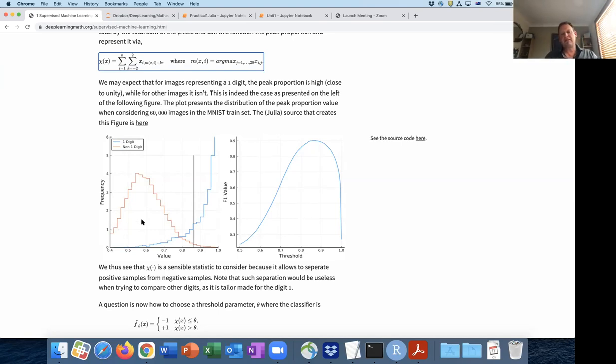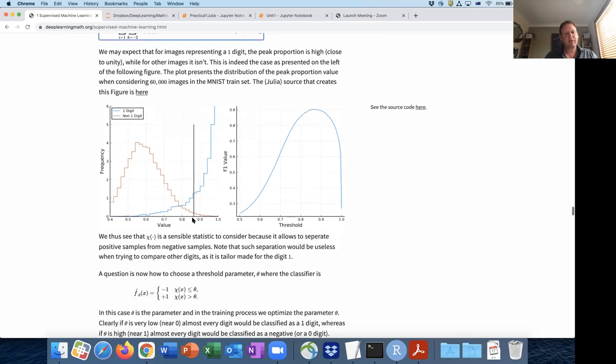Now, when we see such a separation, then we can create a classifier, okay? It won't be perfect, but we can pick a threshold here. This threshold is theta, this vertical line. And the classifier will say, if what you see is to the left of the threshold, then claim it's not a one. Call it a negative one. If it's to the right, call it a positive example, it's a one.